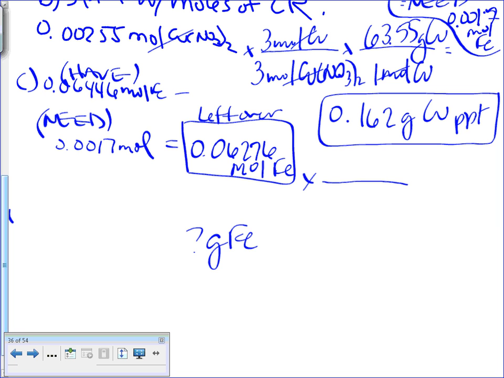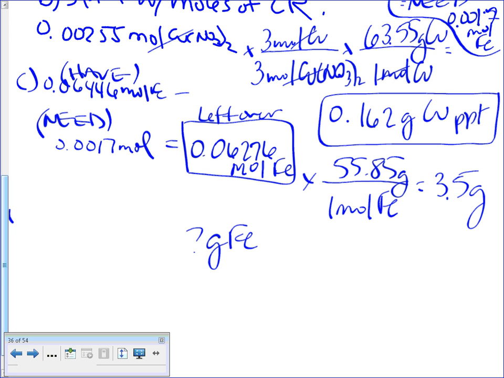Didn't we do the 500 grams of iron? I wanted you to look at the periodic table and tell me that. So 55.85 grams per mole of iron, and that would be 3.5 grams ish of iron left over.